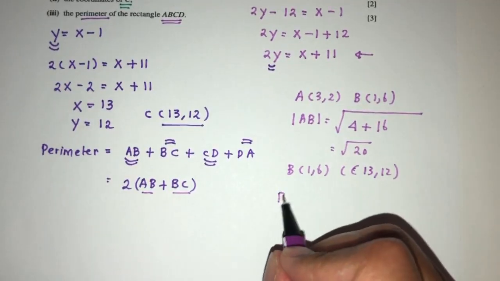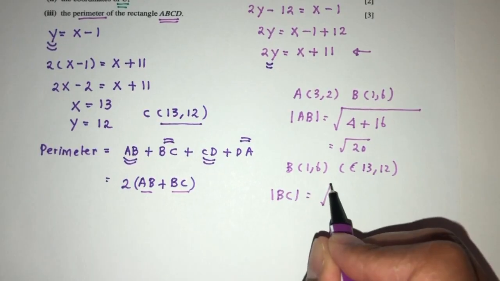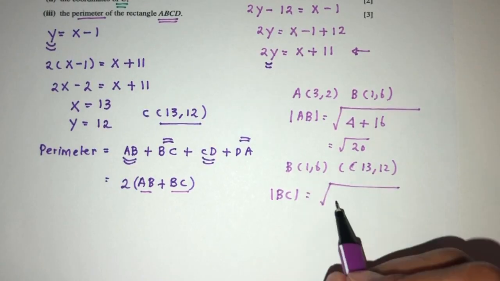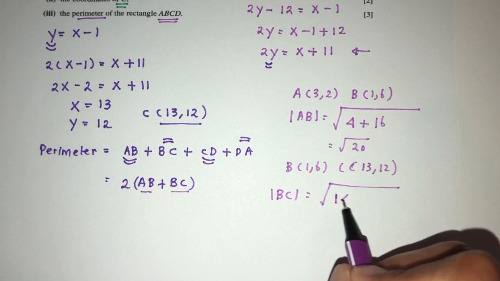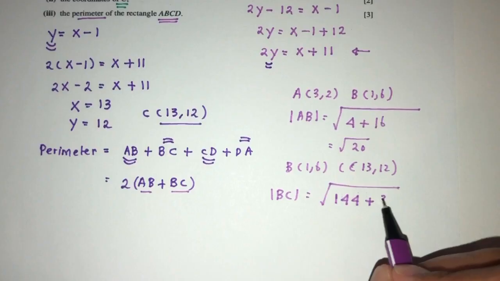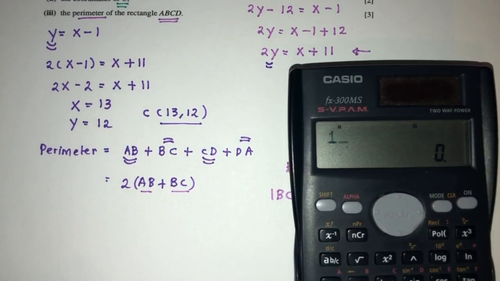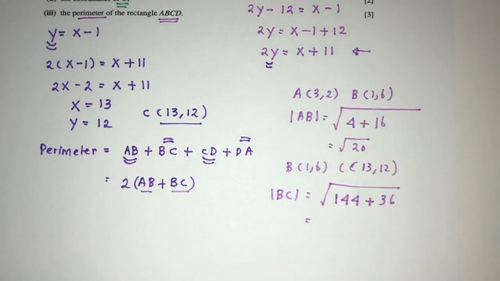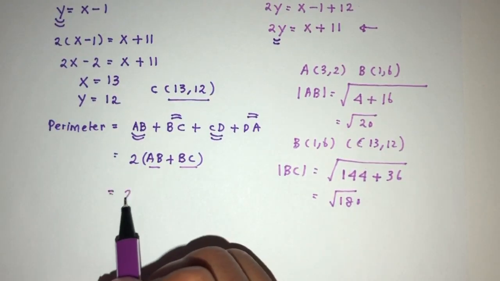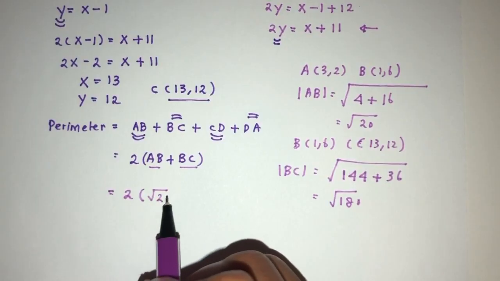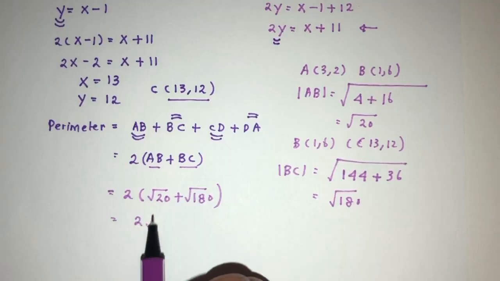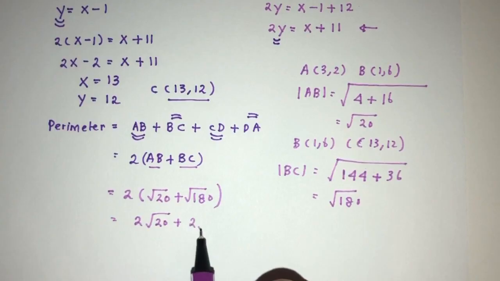Okay, so length of BC, that will be what? x2 minus x1, so 13 minus 1 is 12, squared, that will be 144, plus 12 minus 6 will be 6, squared, that will be 36. That will be 144 plus 36, which is root of 180. So let's add them up together. That will be 2 times root of 20 plus root of 180, that will be 2 root of 20 plus 2 root of 180.